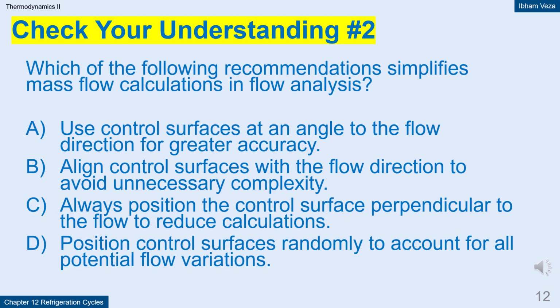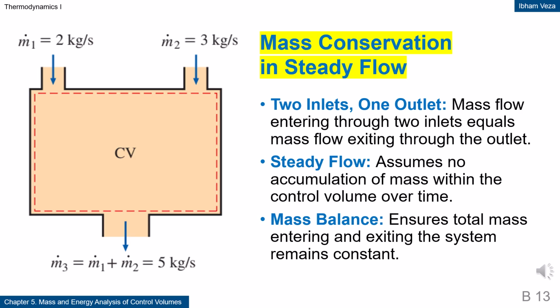normal velocity component. C. Always position the control surface perpendicular to the flow to reduce calculations. This is incorrect because positioning the surface perpendicular to the flow direction may complicate mass flow calculations as the normal velocity component needs to be projected. D. Position control surfaces randomly to account for all potential flow variations. This is incorrect because random positioning of control surfaces introduces unnecessary complexity and does not simplify the analysis of mass flow.